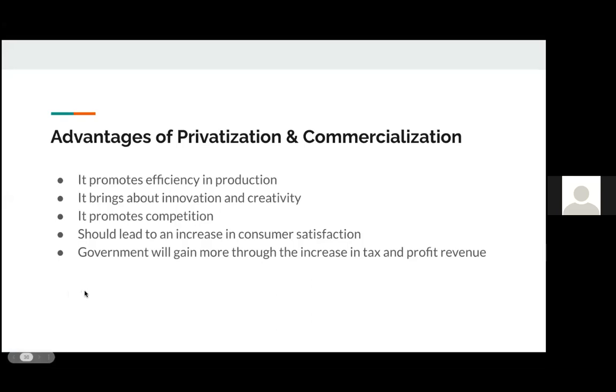So what are the advantages of privatization and commercialization? These two are essentially changing the dynamics of the public company. One is making it private completely. The other is making it profit-oriented, similar to a private company. And the advantages are that it promotes efficiency in production. It brings about innovation and creativity. It promotes competition. And ideally, it should lead to an increase in consumer satisfaction because you have all this innovation, creativity, competition, and efficiency. And finally, the government will actually gain more because there will be an increase in tax and profit revenue.